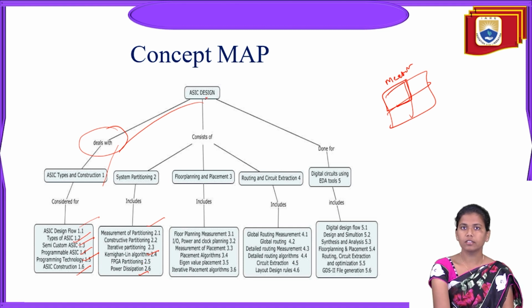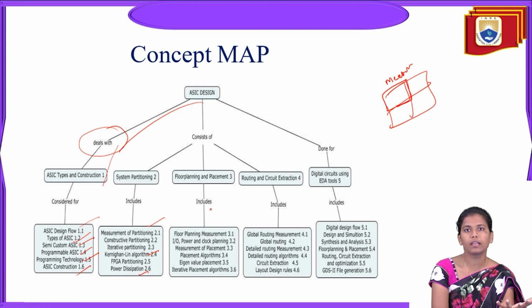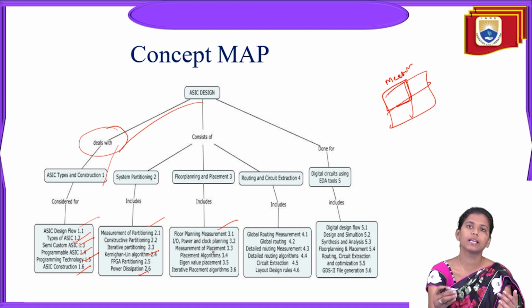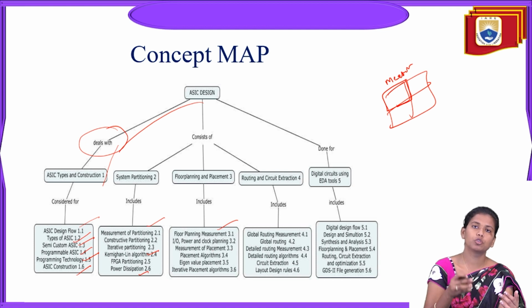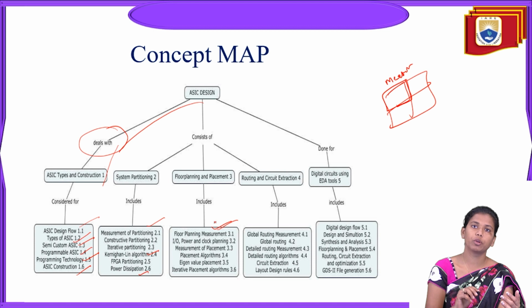And later, the third point, the ASIC design, consists of floor planning and placement. After floor planning, in the designing part, floor planning and placement play a vital role. This floor planning and placement includes floor planning measurements. In order to place some peripherals or designs at a particular area, the first thing we have to know is the particular area measurements.